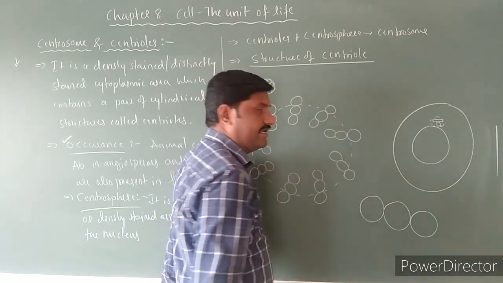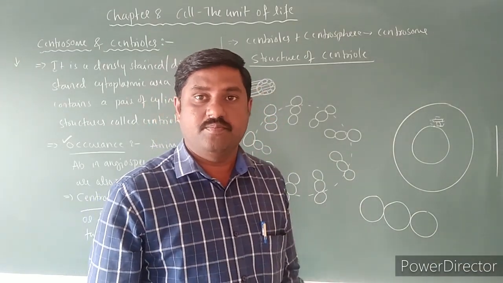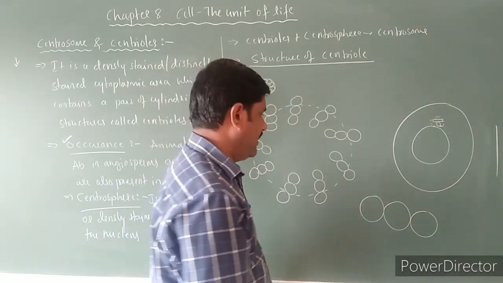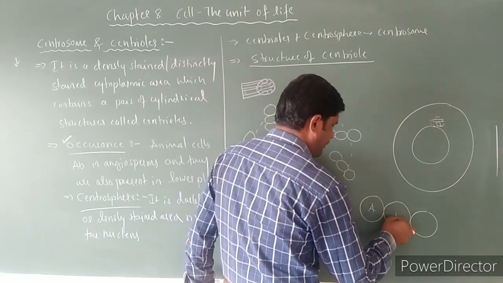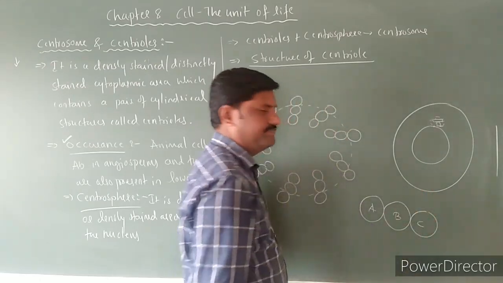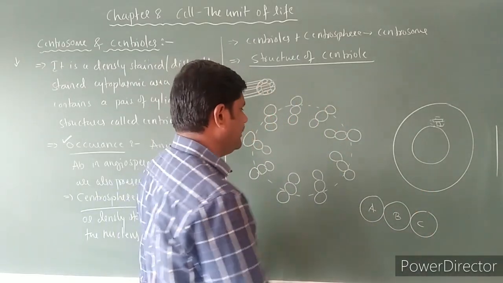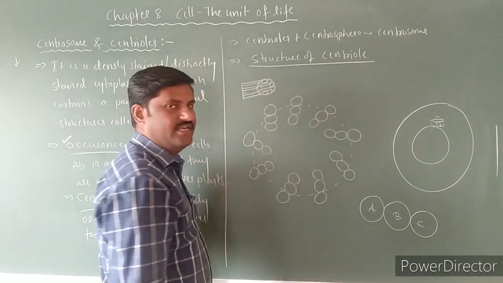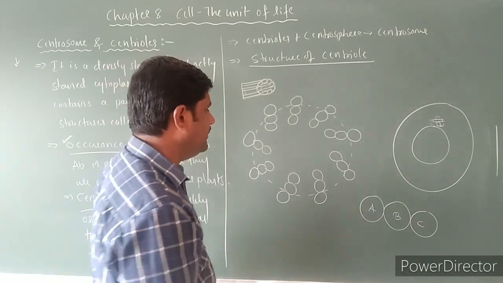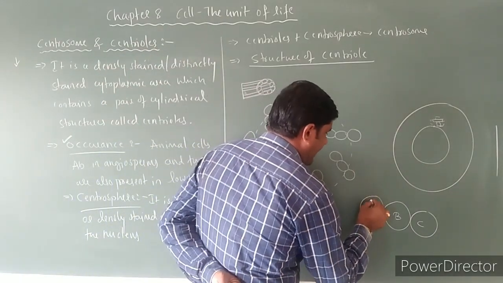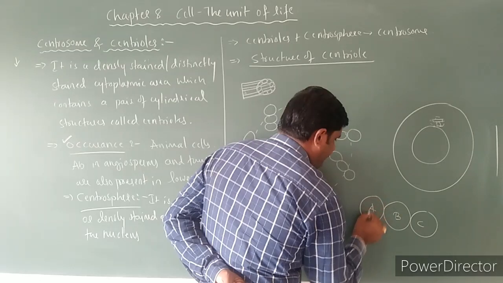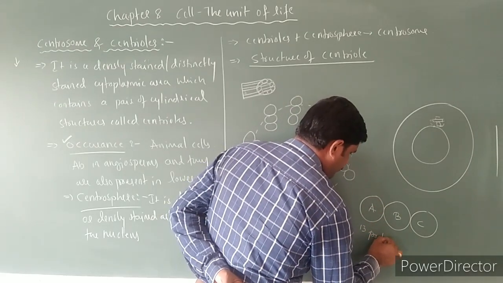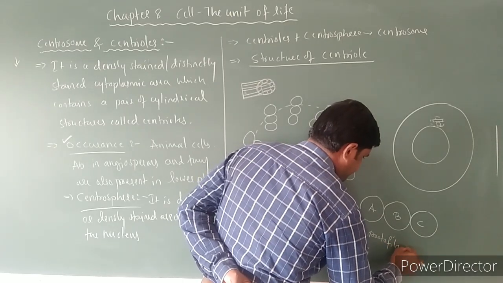So 3 cylindrical shaped microtubules are lying just like this, and they are named A, B, and C. See here, this is one triplet. Such 9 triplets are peripherally arranged over here. And this A is made up of 13 protofilaments.